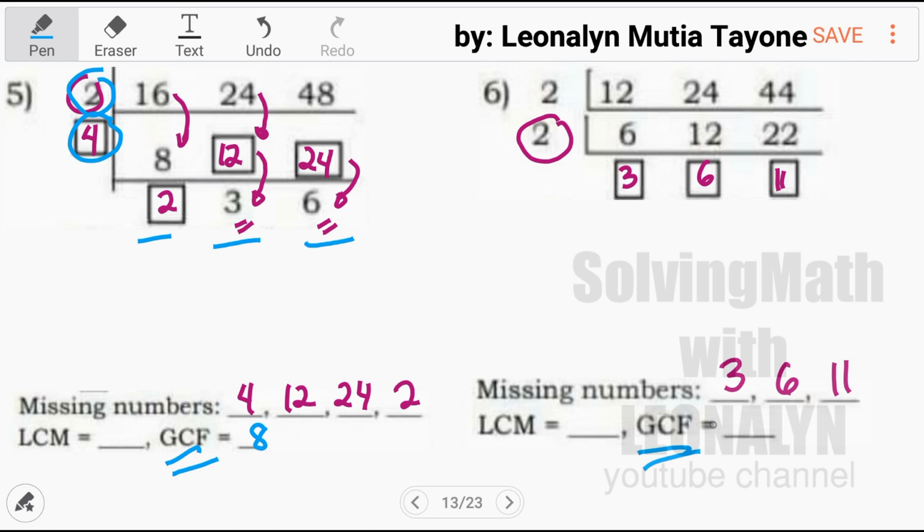Next, hanapin din natin yung greatest common factor dito sa number 6. Again, sa tatlong ito na natira, wala na tayong common na pang-divide dyan sa tatlo. Dapat yung tatlo mismo maliban lang sa 1. Kaya ang i-multiply natin itong dalawa, 2 times 2, and that is 4.